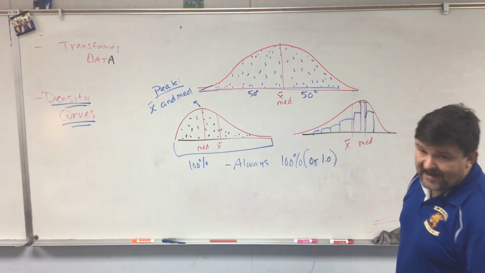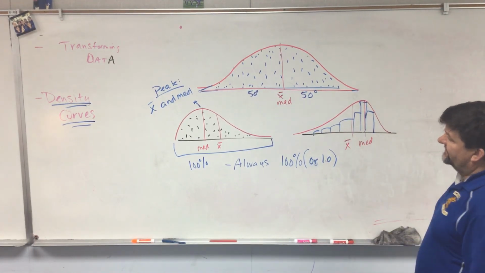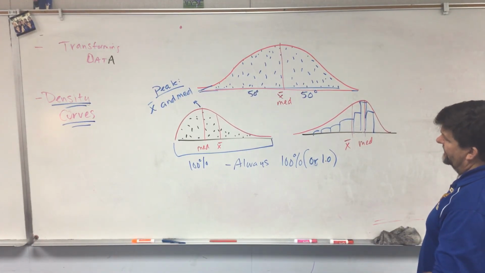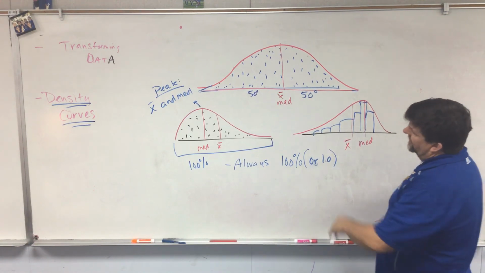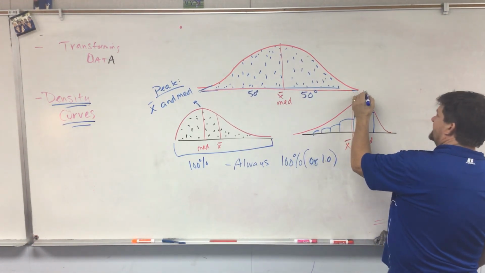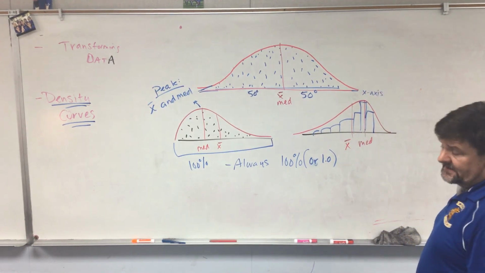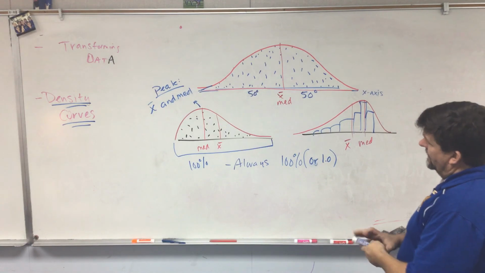So that's the main idea behind density curves. You use the peak to find the median and X bar. There's always 100% underneath them. They're always above the horizontal axis, so this would be the x-axis if you look at it that way. And so that's basically the idea for today, guys. We'll see you soon.